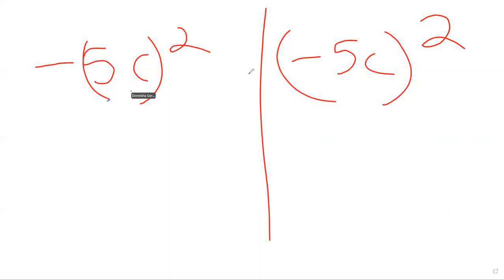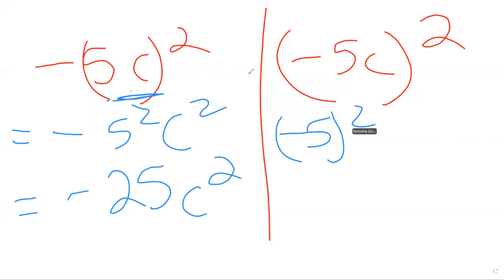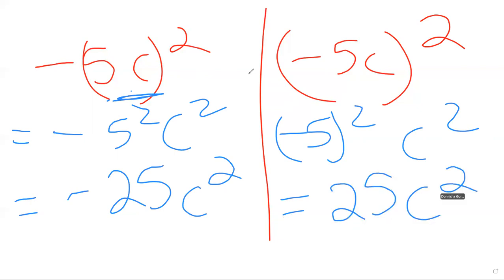Now here we go. 5c squared is going to give us 5 squared c squared. We have our negative sign still out front. Then we simplify this: negative 25c squared. And for negative 5c, all of that is being squared, which means the whole negative 5 is being squared, not just the 5 but the negative sign as well, and we have c squared. So this is actually going to be positive 25c squared. That's the difference between those two things. Pause and write off.